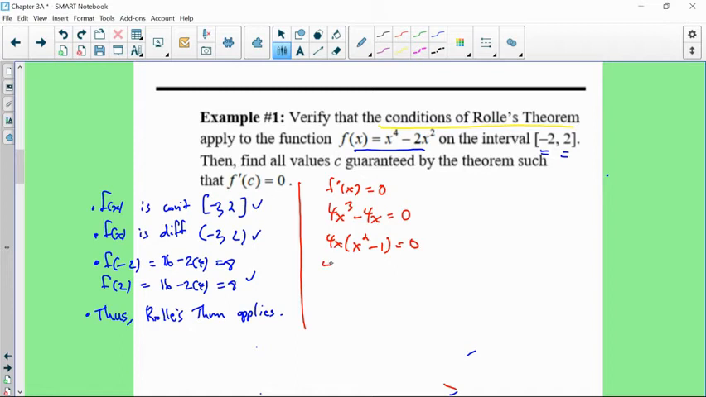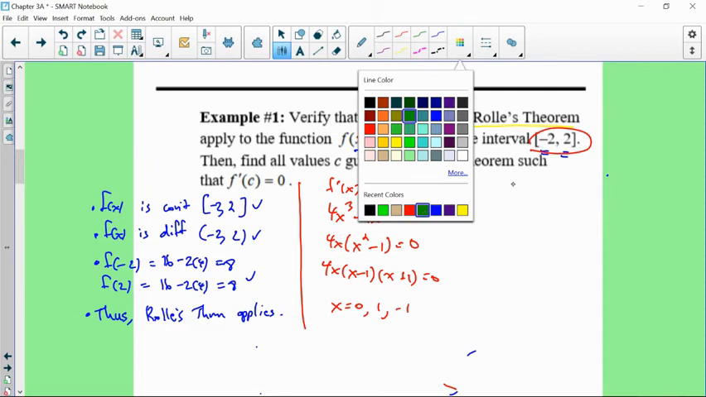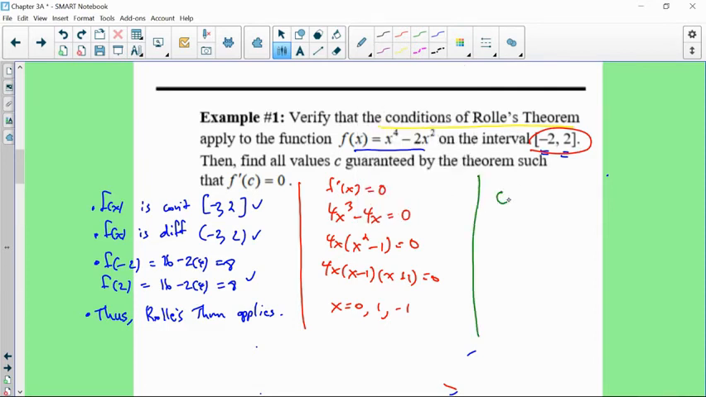And then that factors further, x minus 1 and x plus 1. So then I can check when is that 0? Well, x equals 0, x equals 1, or x equals -1. And notice there's always at least 1. And this time I got 3, and all 3 do exist in that interval. So then I could say my c values that were guaranteed by Rolle's theorem are c equals 1, 0, or -1. All of those values have a derivative that is equal to 0.